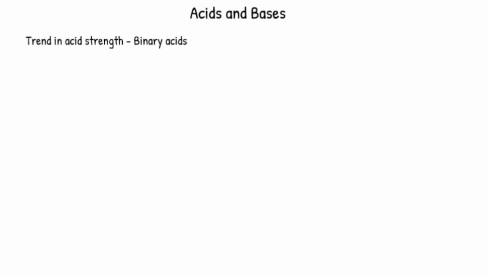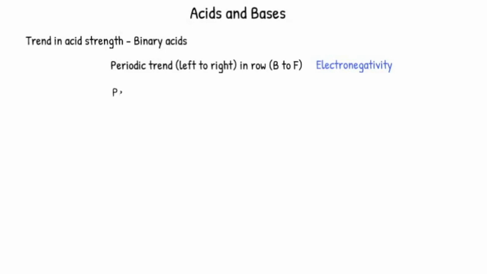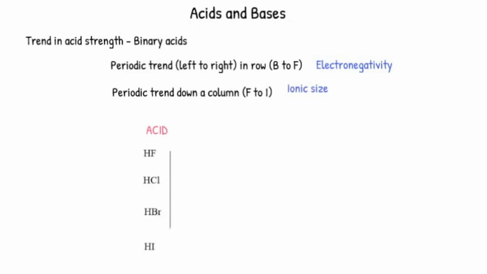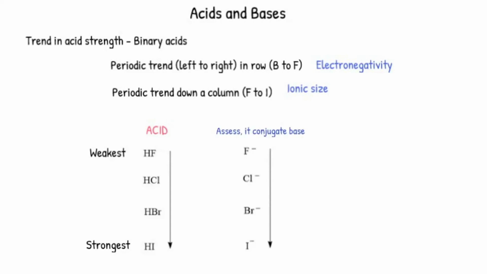From the previous slide, the periodic trend from left to right along a row from boron to fluorine was due to electronegativity. The periodic trend down a column from fluorine to iodine, or from oxygen to tellurium, is due to the ionic size. Here in this figure are the acids from group 17, from hydrofluoric acid to hydroiodic acid. Hydroiodic acid is the strongest acid because, after assessing its conjugate base, I minus is the largest ion, which stabilizes the negative charge better because the charge is spread out more in a bigger ion.